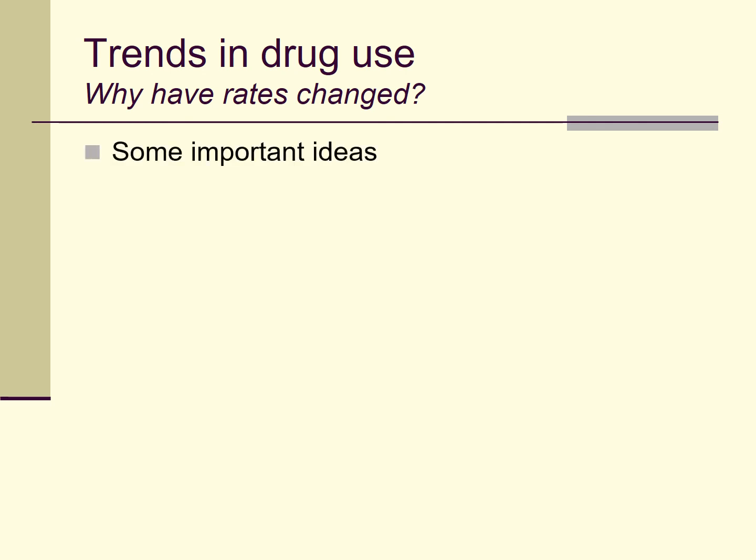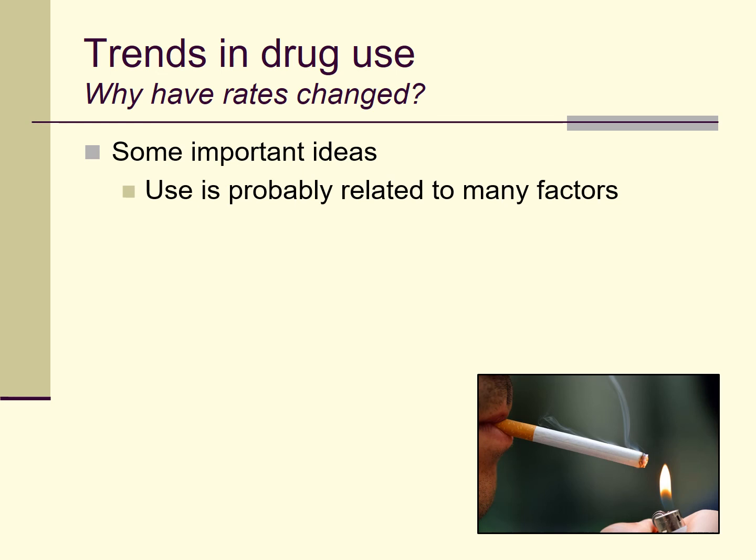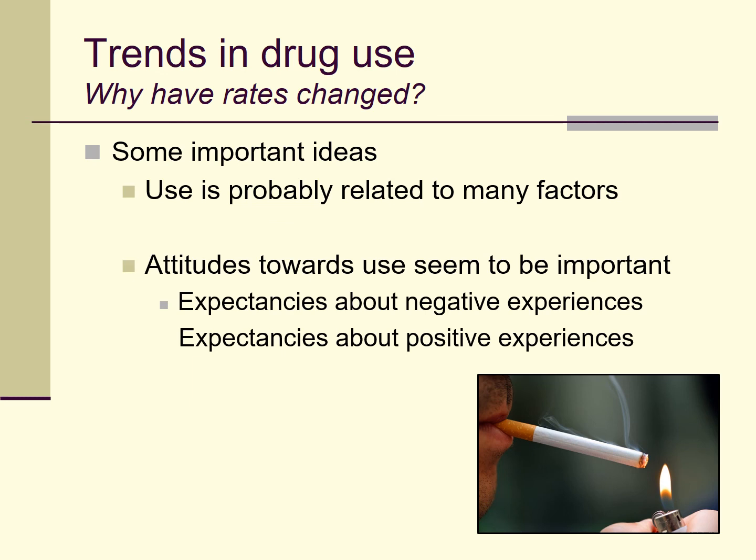So we're kind of left here with some more important ideas. Why have rates changed? Use is probably related to many factors. Use of marijuana, use of drugs generally. Things like attitudes towards them seem to be important, especially expectations about negative experiences and expectations about positive experiences. If you think about the example of cigarette smoking, certainly in my lifetime, the attitudes about the riskiness of cigarettes and tobacco generally, but especially cigarettes, have changed a lot.